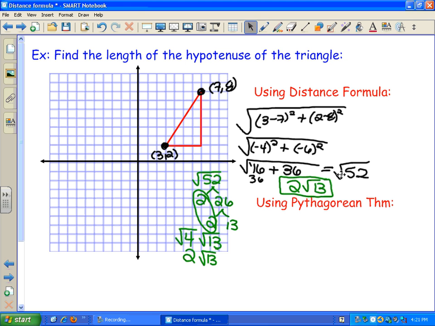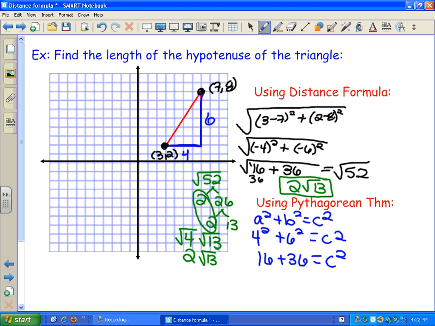Well, now if I want to find the length of the hypotenuse using the Pythagorean theorem, I'm going to find the length of this side of the triangle, which is 4. The length or the height of the triangle is 6. So using a squared plus b squared equals c squared, I'm going to say 4 squared plus 6 squared equals c squared. So 16 plus 36 is equal to c squared. Those are those numbers again, the 16 and the 36. 16 plus 36 is 52, which equals c squared.